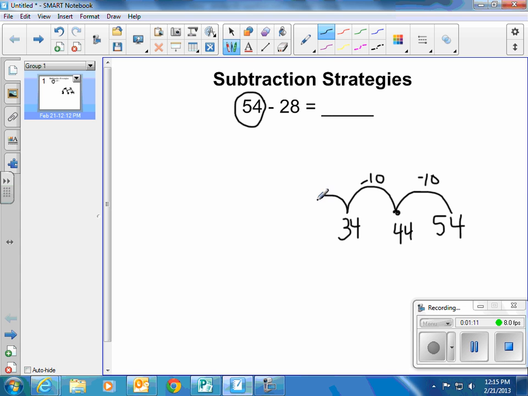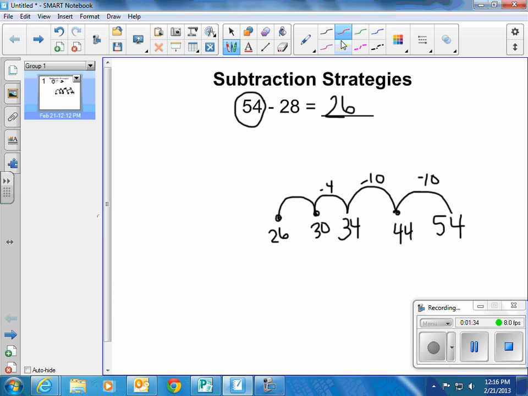So I'm going to subtract 4, which gives me the answer of 30, and then 4 more, which makes me land on 26. So my answer is 26.